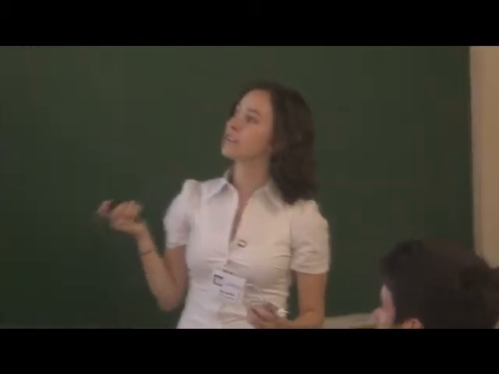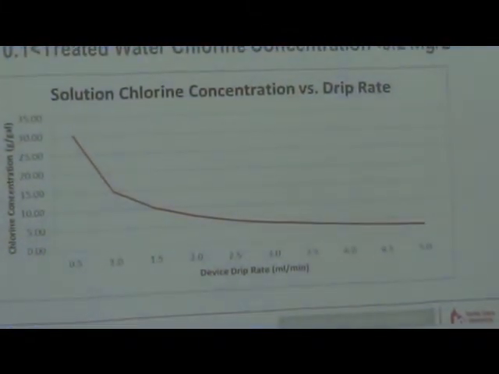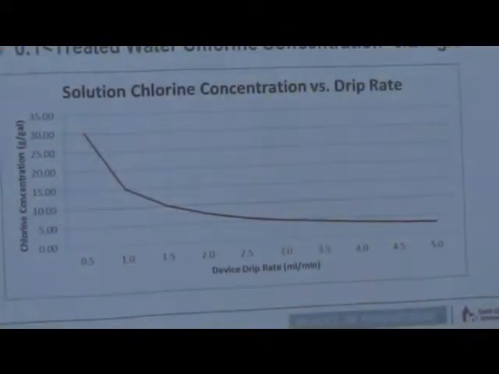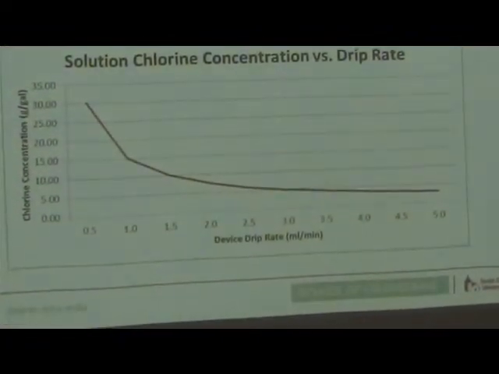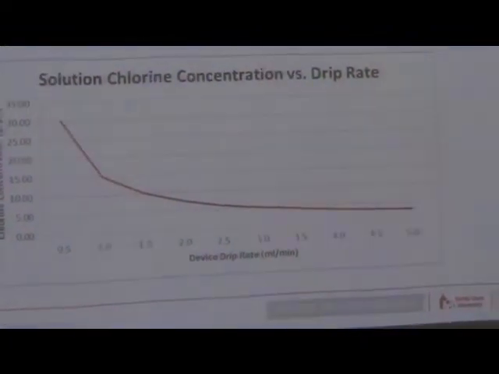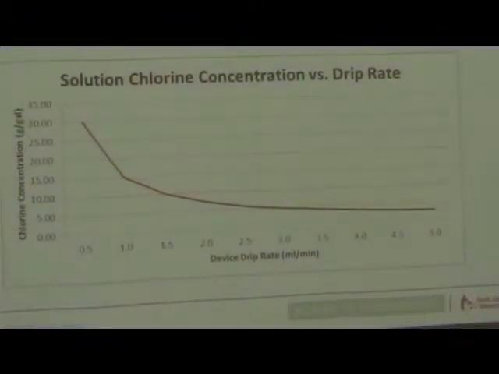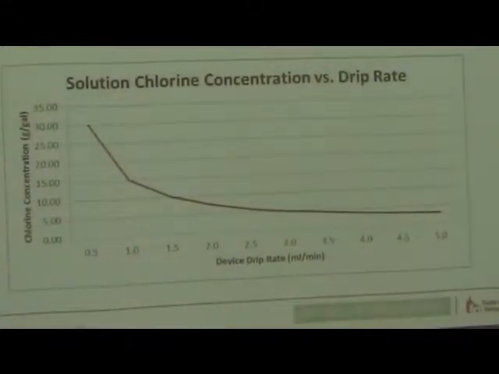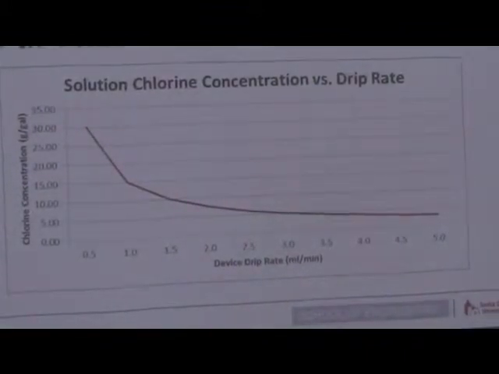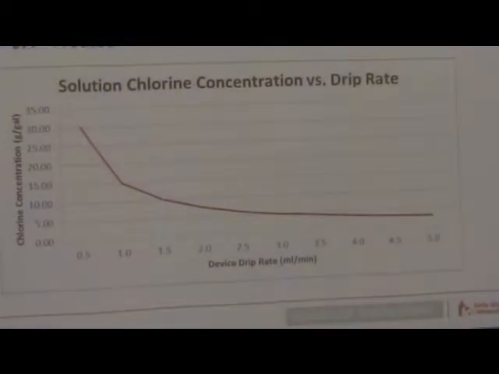This is our target treated water chlorine concentration. It was set to 0.15, which is between the 0.1 and 0.2 milligram per liter range. And this is a chart showing the device drip rate versus the amount of chlorine that will need to be concentrated in the supply tank, dripping into the storage tank. So as you can see, with the slower drip rates, there would need to be a higher concentration of chlorine in that supply. And with the faster drip rates, there would need to be a lower concentration of chlorine.